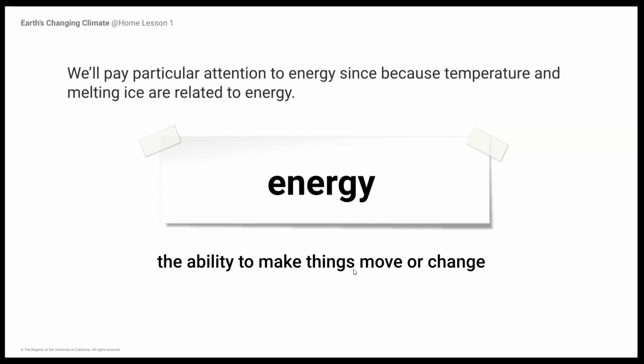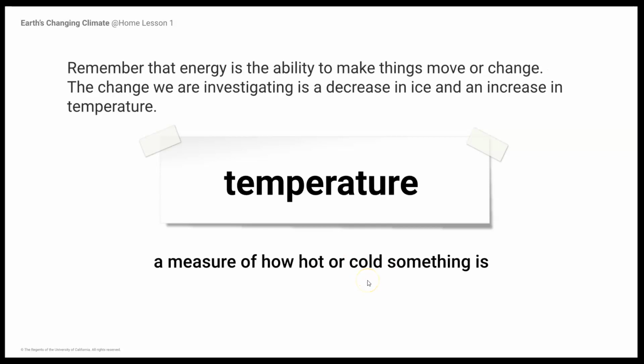We're going to pay particular attention to energy because energy is changing the temperature and making the ice melt. We know that energy is the ability to make things move or change. Temperature is another concept we're going to focus on. Remember that energy is the ability to make things move or change, and we're investigating a decrease in ice and an increase in temperature. So temperature is just a measure of how hot or cold something is.